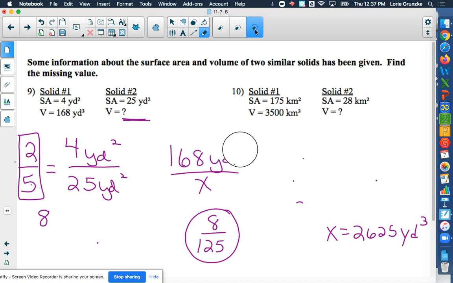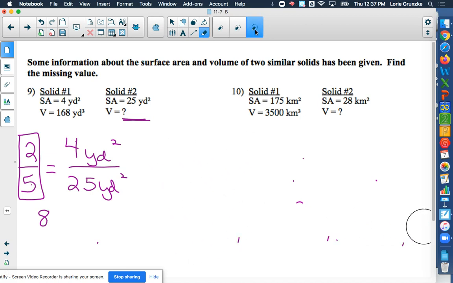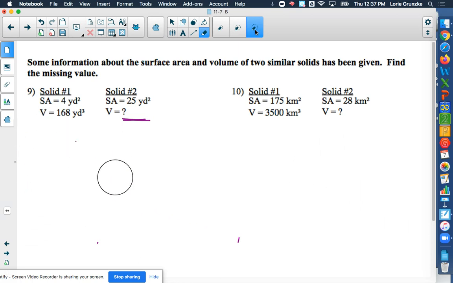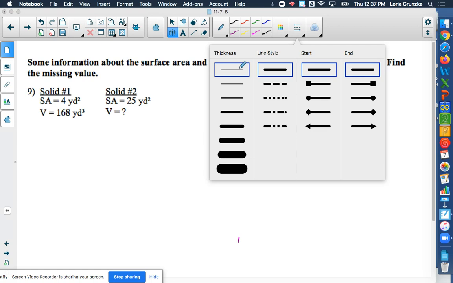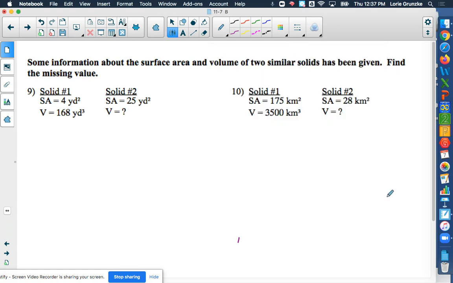It's kind of the same thing. We're going to have to find the scale factor, then we're going to have to cube the scale factor, and then we can write our ratio. Well, let's take a better color this time. Let's go green. So my area is 175 over 28. That's the scale factor of the areas.